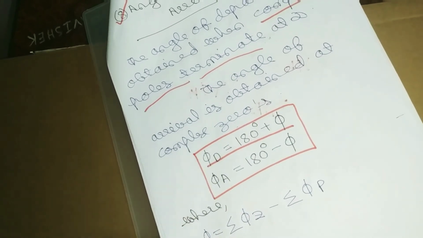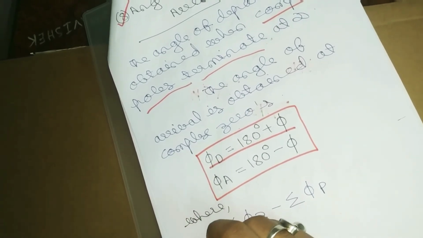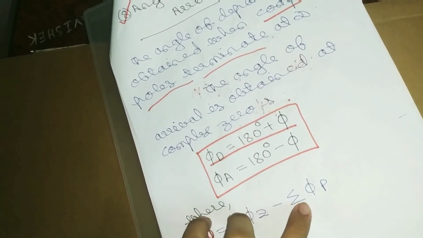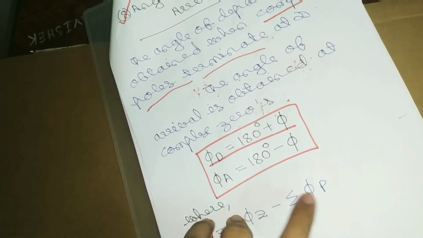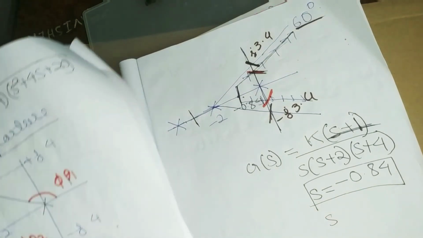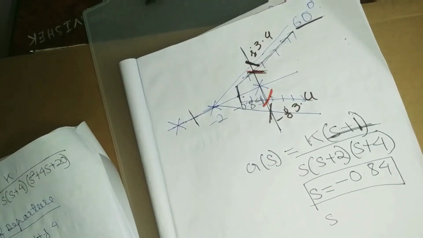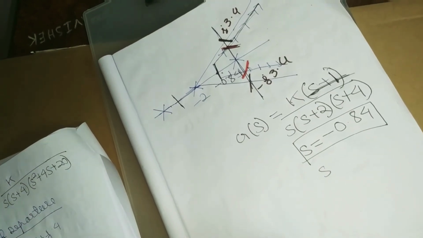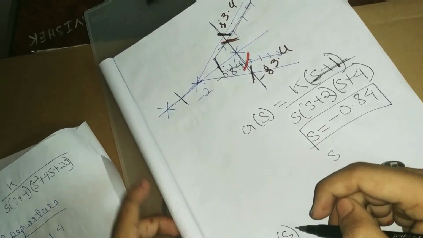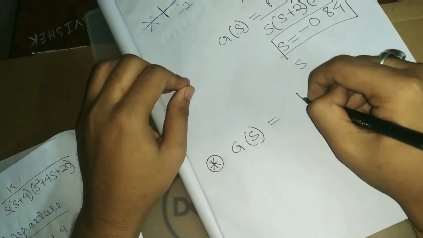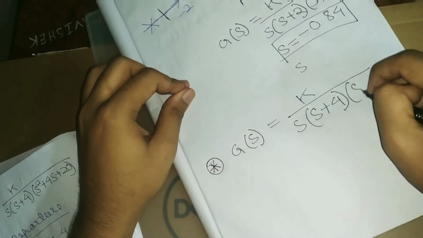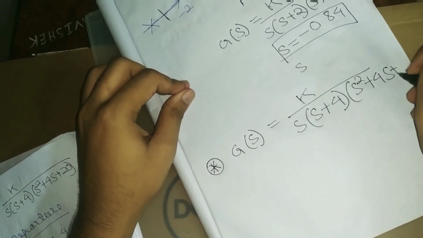Okay, and the formula of phi is summation of phi z minus summation of phi p, meaning zeros minus poles. Okay, so I am showing you one example of how to find the angle of departure and angle of arrival. I will only show this portion. See, we are taking here G(s) equals K(s plus 4) over s(s plus 4)(s plus 20).